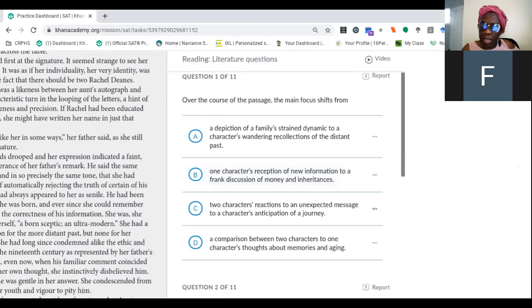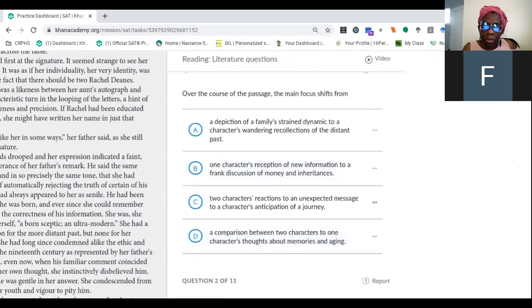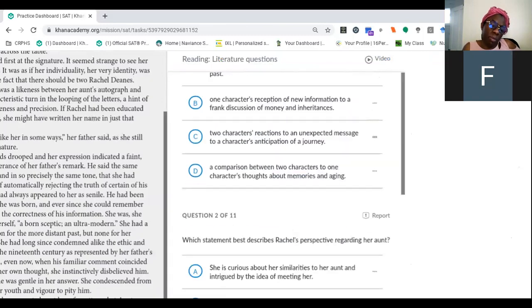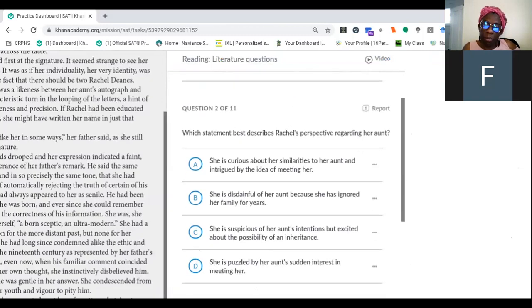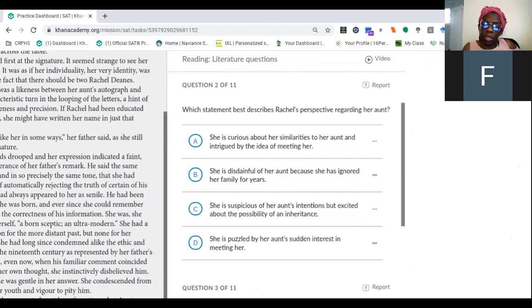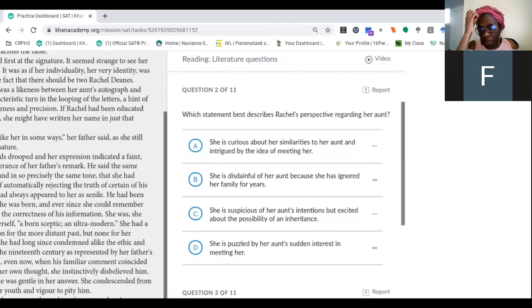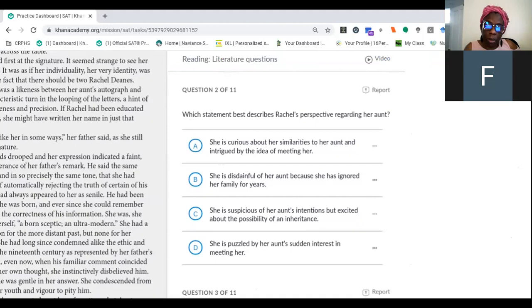Question one is a question we can't answer halfway through the passage. Okay, move on to two. This question also can't be answered until we've read most of the passage. Move on.